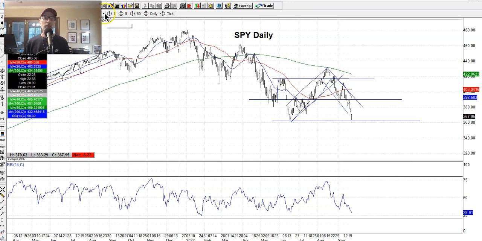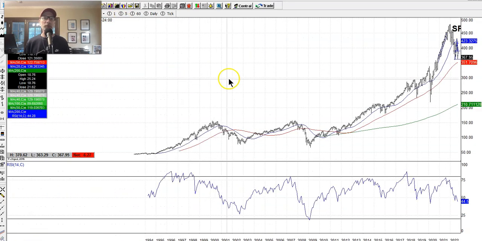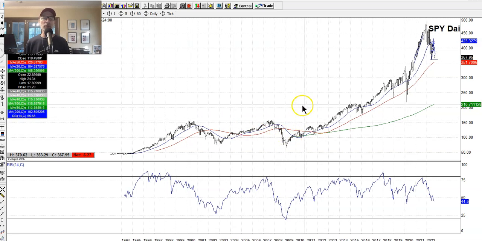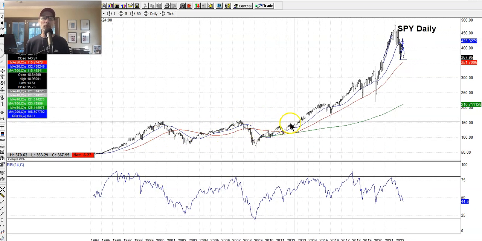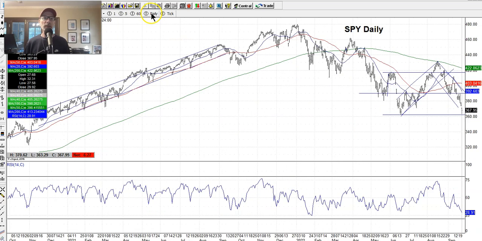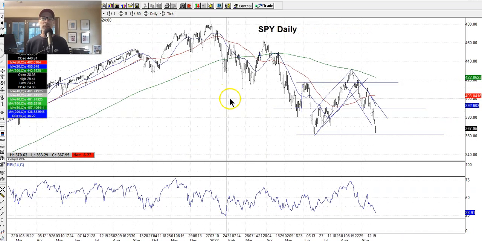Okay. Let's look at the monthly chart just to look back at history. Stocks will go up in the long run. Doesn't matter what the narrative out there is, doesn't matter what's happening in the news, we'll always have pullbacks. There's always going to be pullbacks. But over the long run, the market will go up. So do you have the patience to wait it out? Okay, so here's the daily chart.